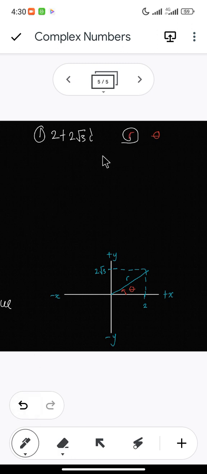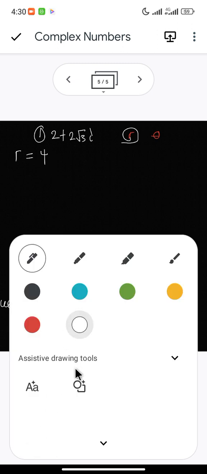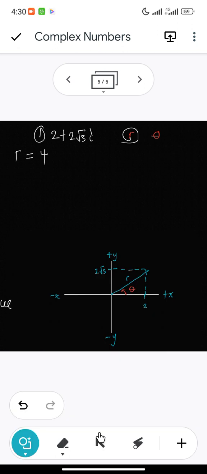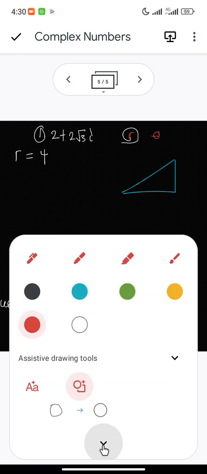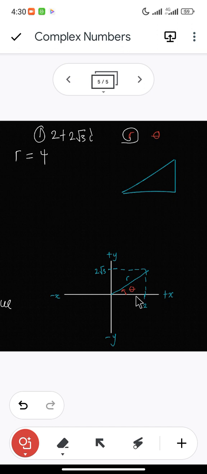Yeah, we found r to be 4. So we can quickly draw out this right angle triangle. It's going to look like this, this, this, and this. So this is our right angle triangle, and drawing from this point, you understand. And we also established the fact that this is your theta.